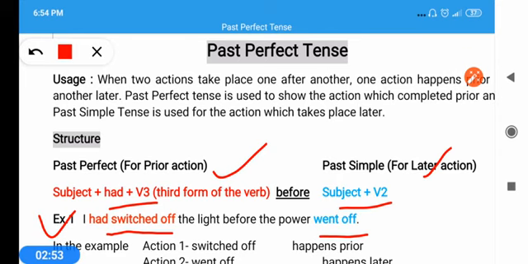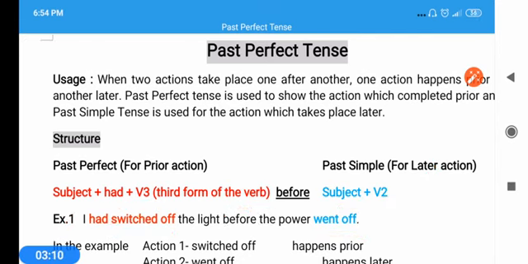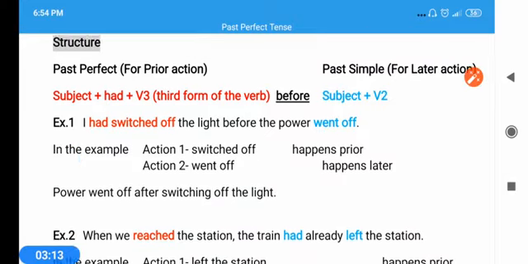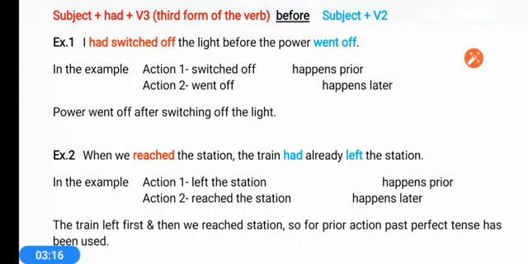It means before the power went off, my action of switching off the light came first, and then the power went. So the first action that happened was switching off, and the second action was the power going off. See that in this example, the first action is switching off the light and the second is the power going off. The first one happening is known as the prior action, and the second one, which happens last, is known as the later action.